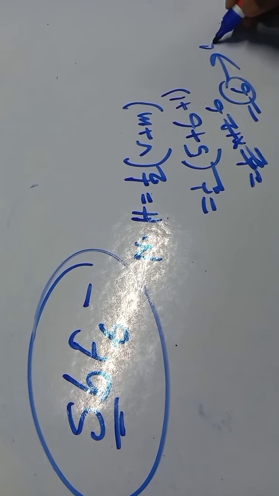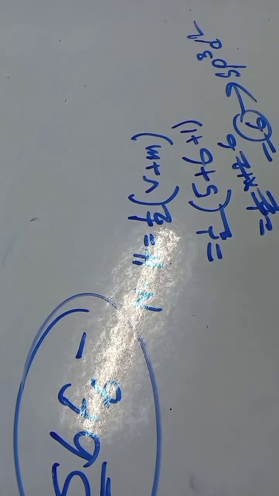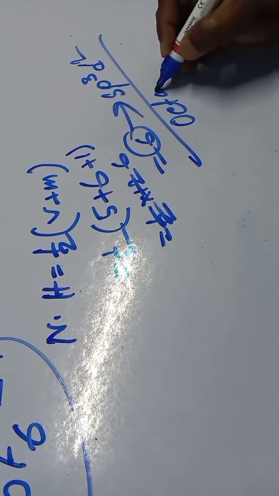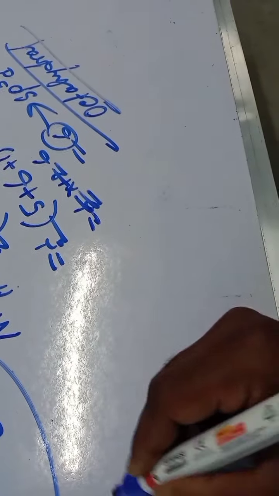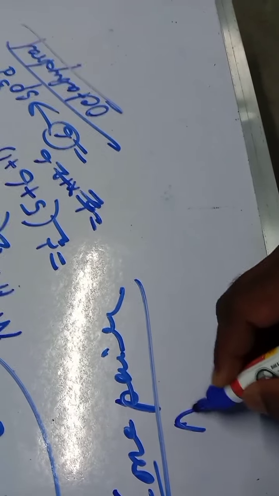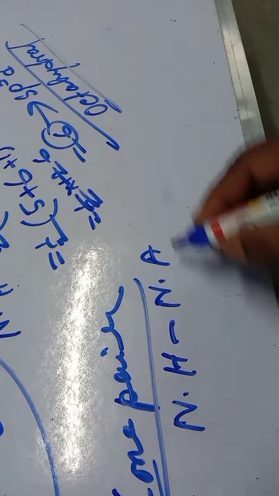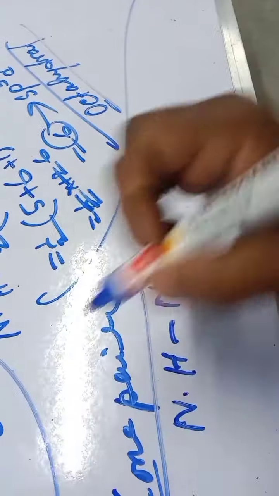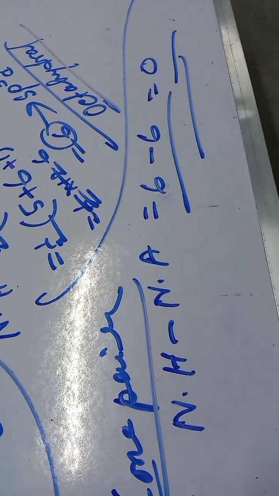The hybridization is sp3d2, the geometrical shape is octahedral. Okay, my dear viewers, the number of lone pair NH minus Na equal to 6 minus the surrounding atoms, also the same number 6, equal to 0. Okay, my dear viewers.